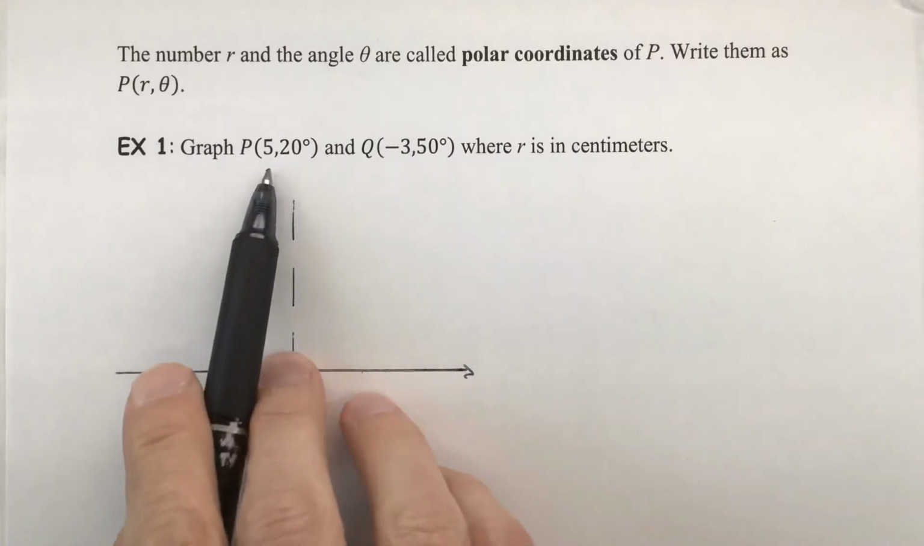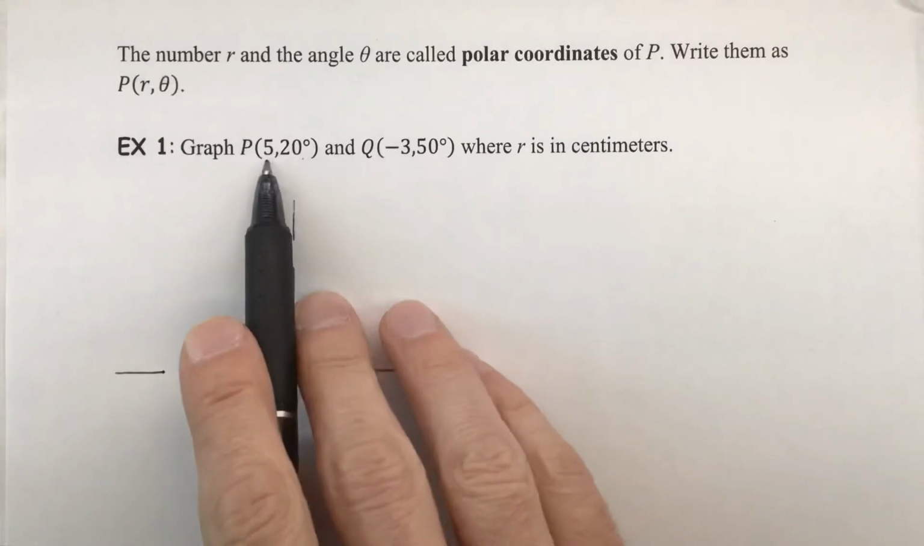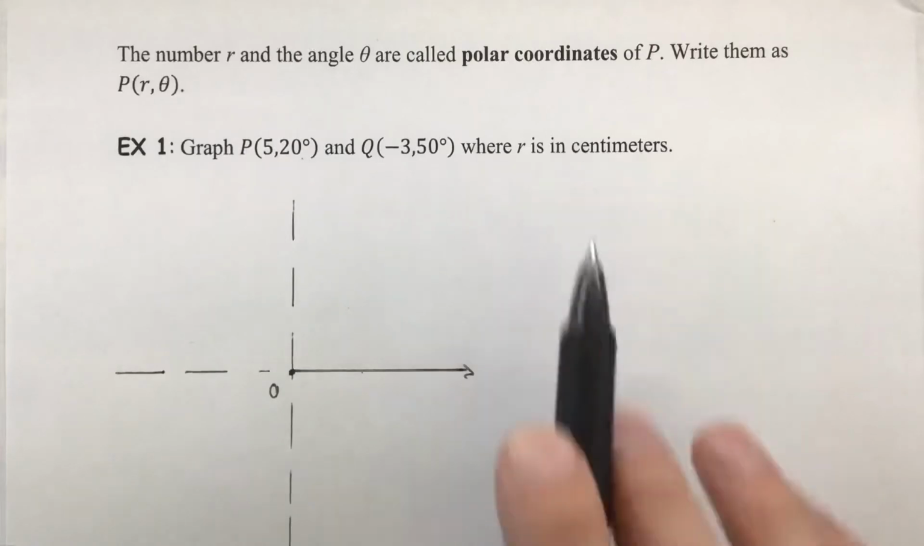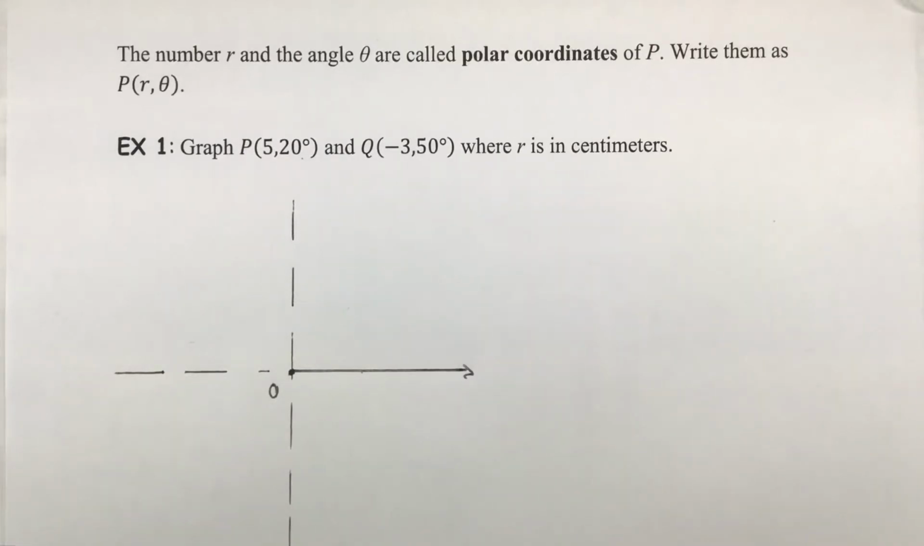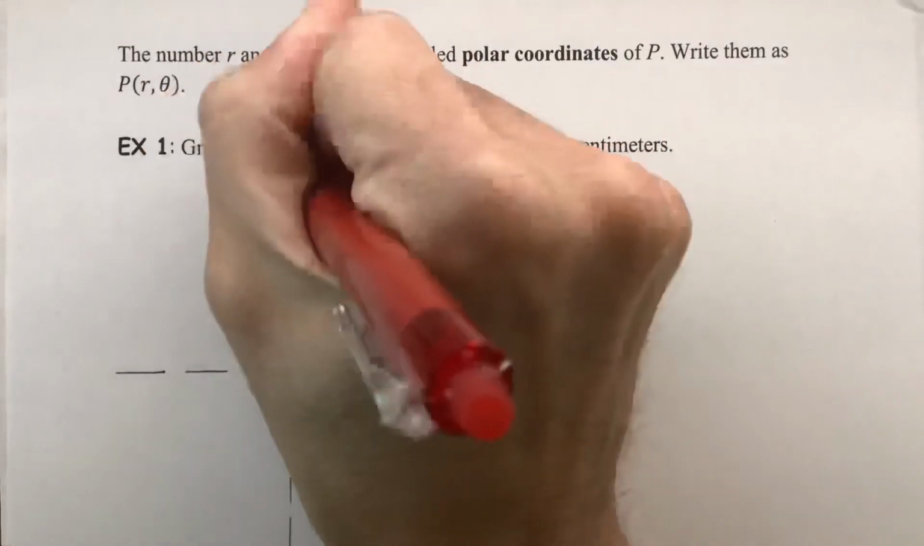All right, so our first point is going to be at 20 degrees, a distance of 5, and I'm going to measure that in centimeters, just so that I have some units to scale things with here. So I'm going to start with the angle. Start with the angle part. We'll do this in red.